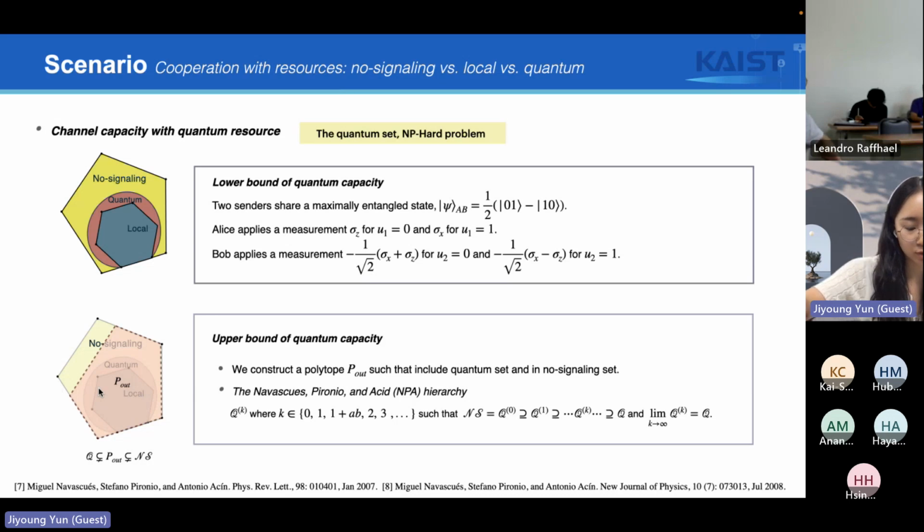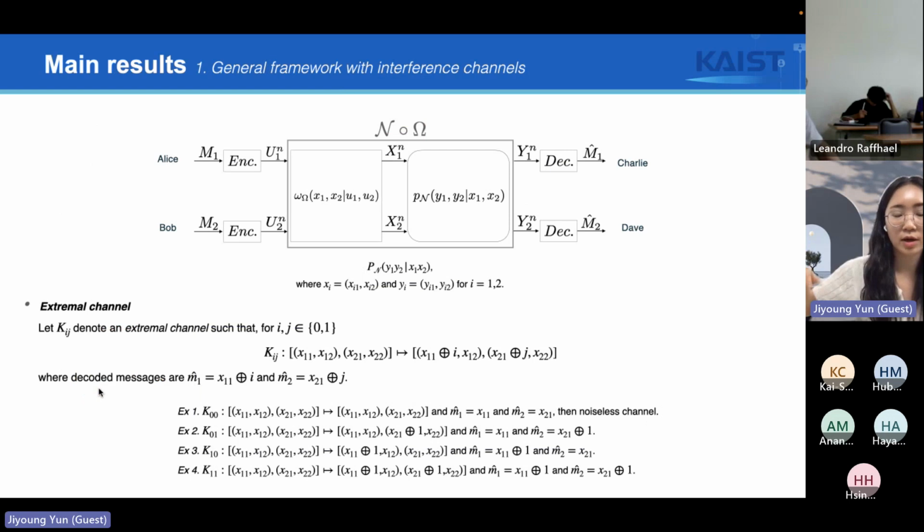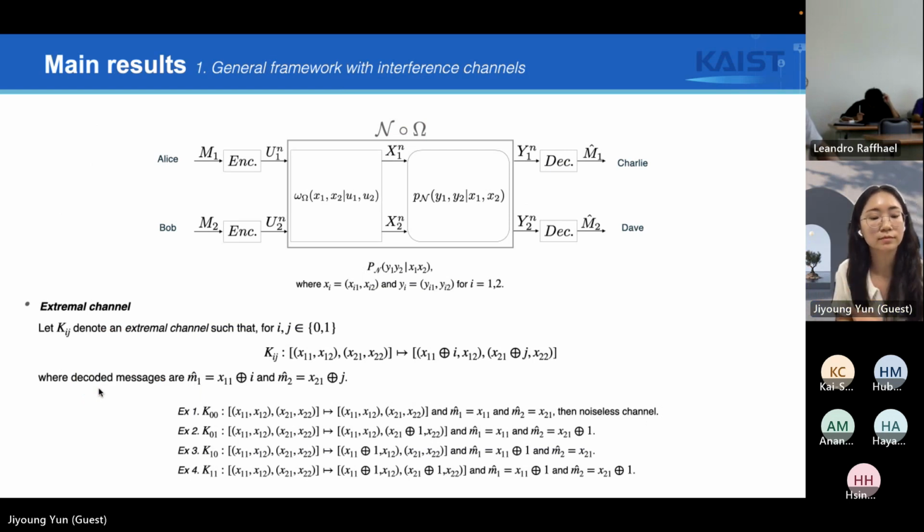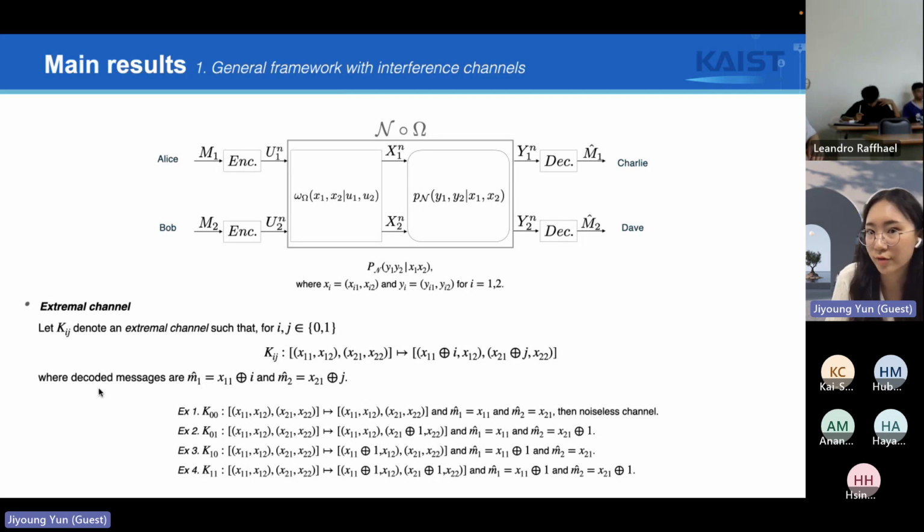between the resources. And then from now on, I will say the main result. So firstly, we define a general framework with interference channels. So we considered an extreme channel here.